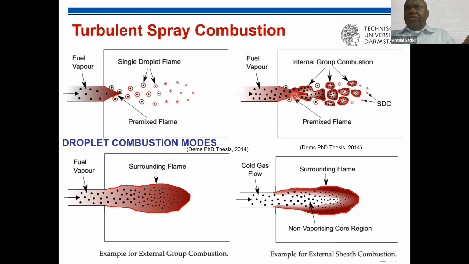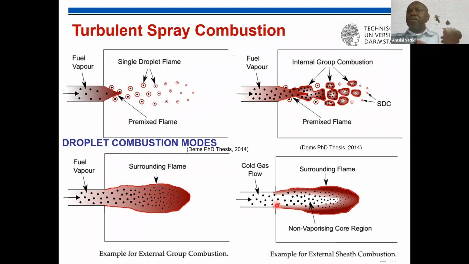If we have, for example, a number of particles which could not evaporate completely, so that we have some non-evaporating particles within, surrounded by flame, then we have the so-called internal group combustion. And we have also this single droplet combustion, but here we have internal group combustion, and they are separated. If all the droplets are surrounded by flame, then we have the so-called external group combustion.